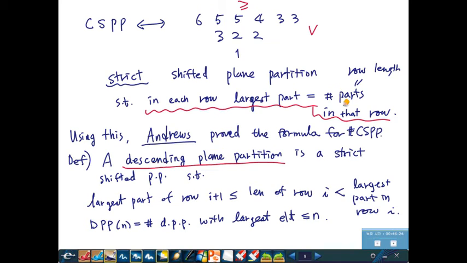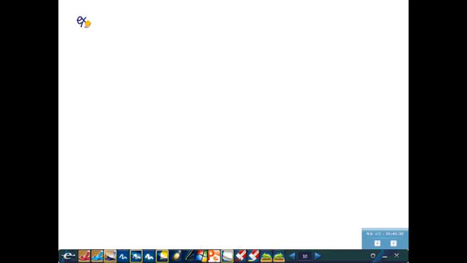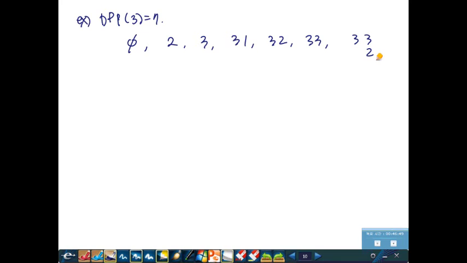But there is a very interesting story here. Let's compute this, just to get the idea. Example: DPP of 3 equals 7. Because it can be 0, empty, or 2, 3, 3, 1, 3, 2. You can check the condition, guys. Yes, it satisfies this. Okay.